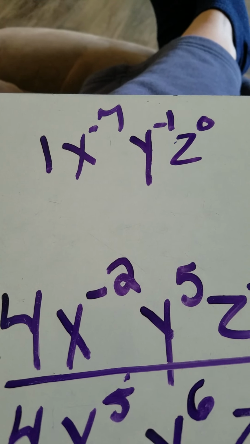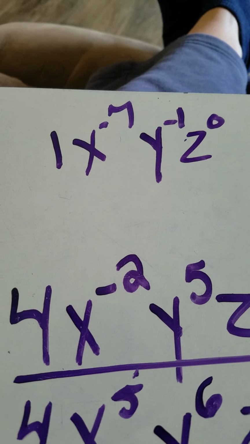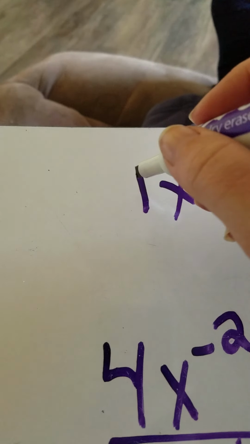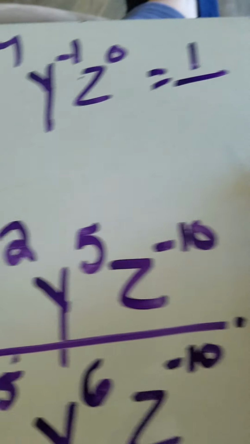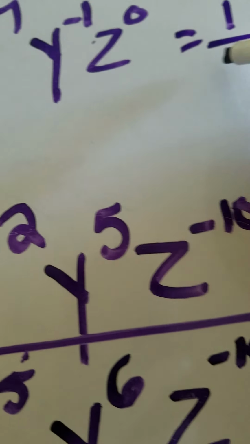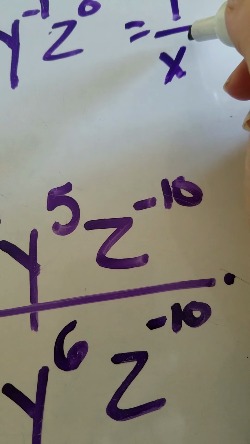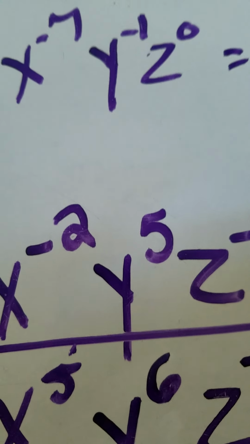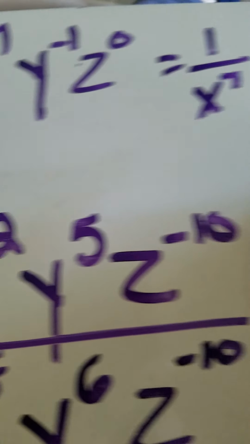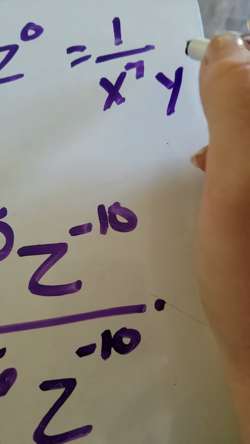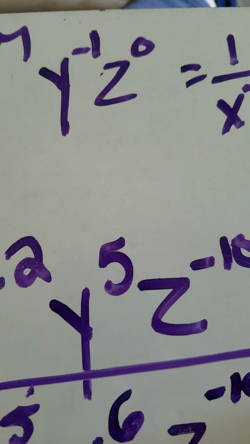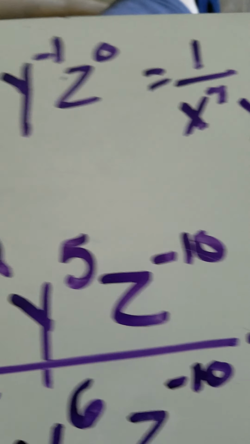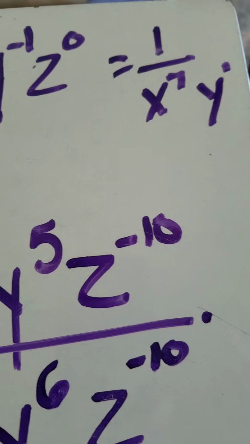So the negatives move positions, so they go to the bottom. So what's left on the top is this 1. So it becomes 1 over that x to the negative 7 goes down below, and it becomes positive. That y to the negative 1 goes down below, and then z to the 0, any number to the 0 becomes 1, so it just disappears. So that's your final answer.